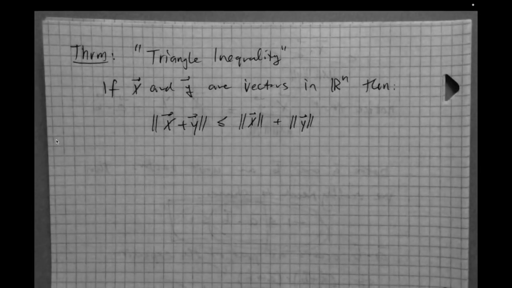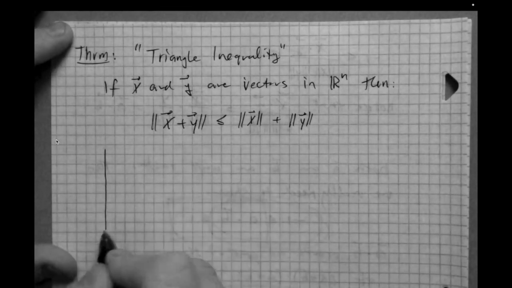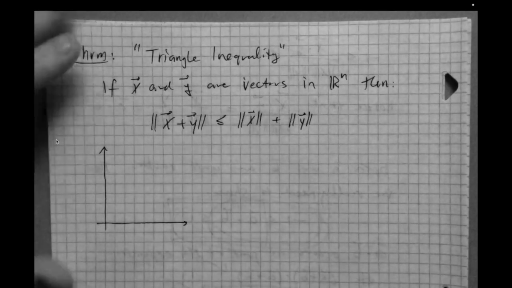Okay, so the norm of the sum of the vectors is less than or equal to the norm of x plus, separately, the norm of y. This is called the triangle inequality because it's very easy to see when you make a triangle here.